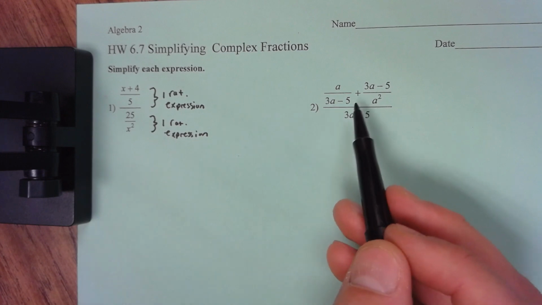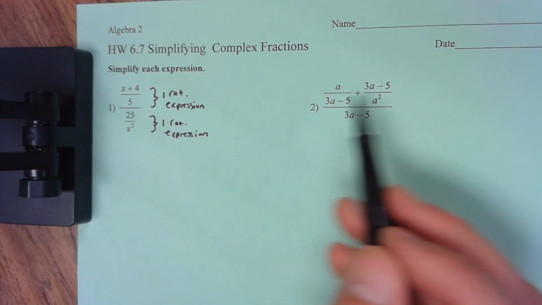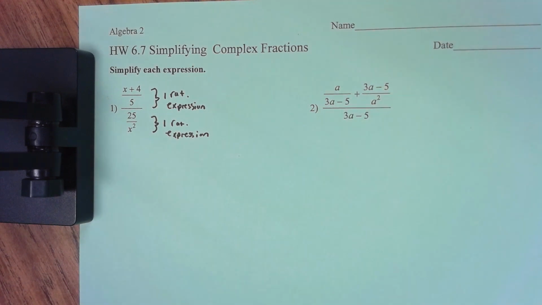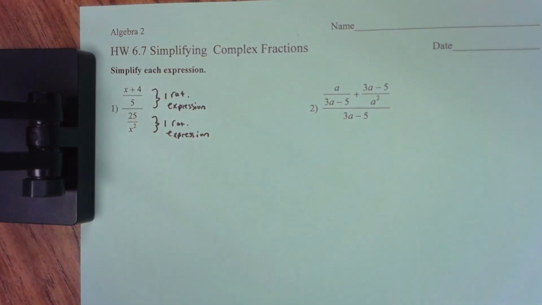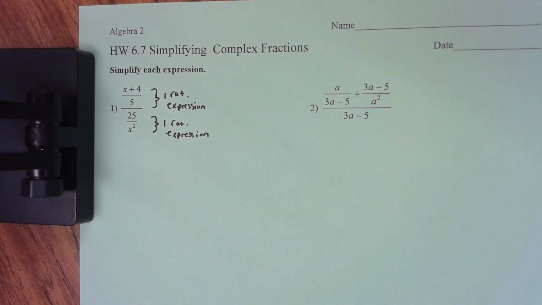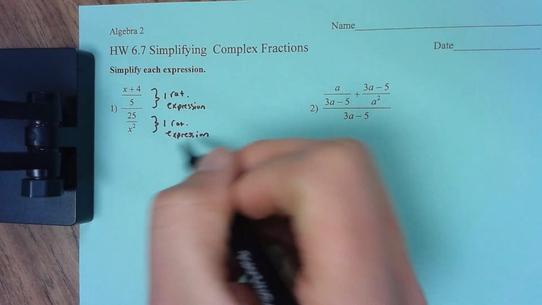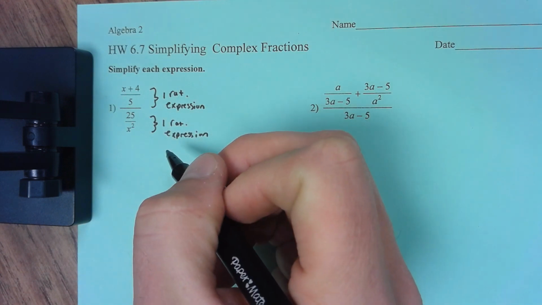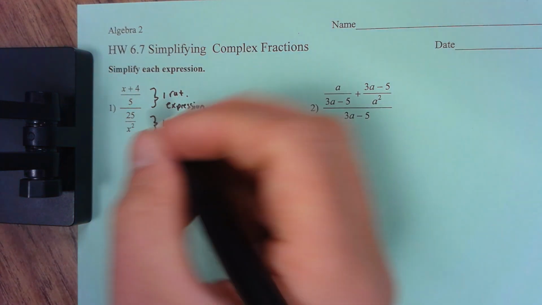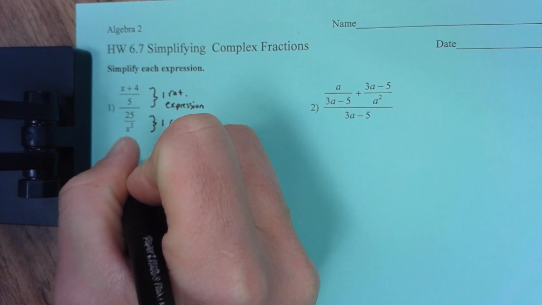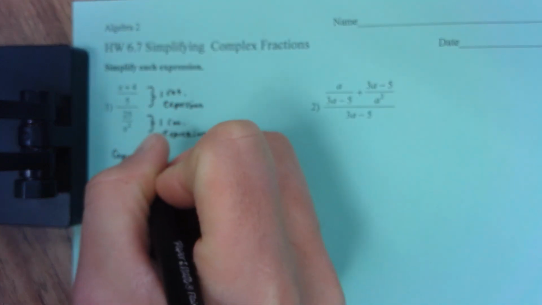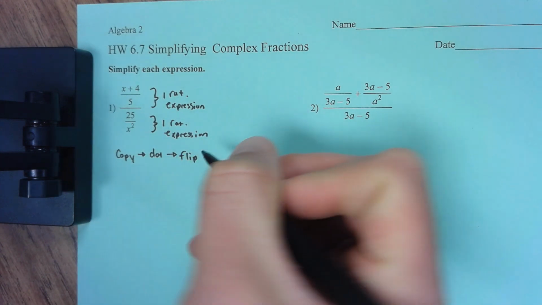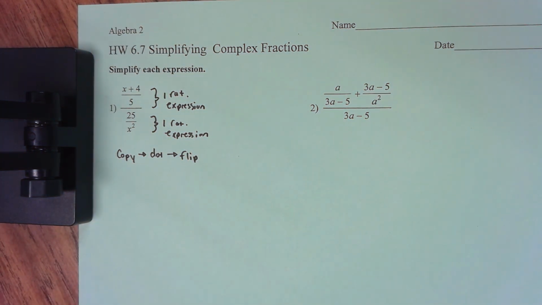But if you look at number 2, the numerator is not one rational expression. It's two expressions being added together. So we would actually have to add them before we can do the next step. This is always what we're trying to accomplish. Can we get one rational expression divided by another? Because if we can, this just turns into a division problem where we're going to copy, dot, flip. So this is really no different than just dividing fractions.